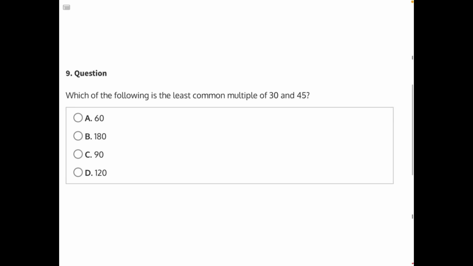Which of the following is the least common multiple of 30 and 45? Normally when we find least common multiples of two small numbers that are relatively close to one another, we can set up a table like this.